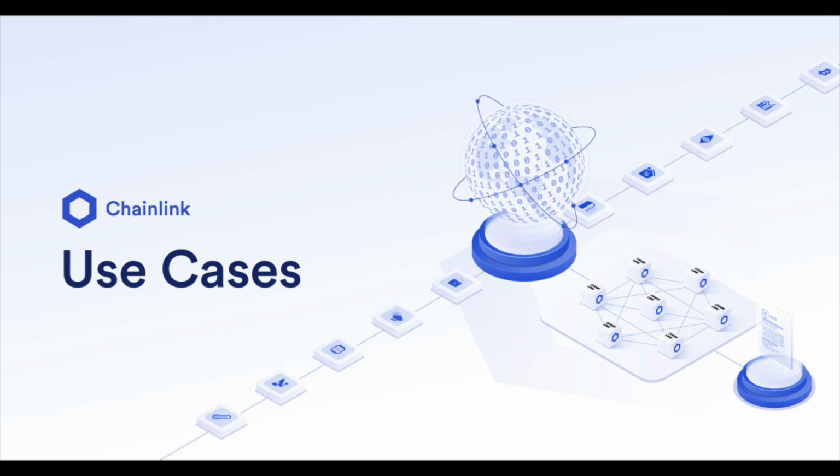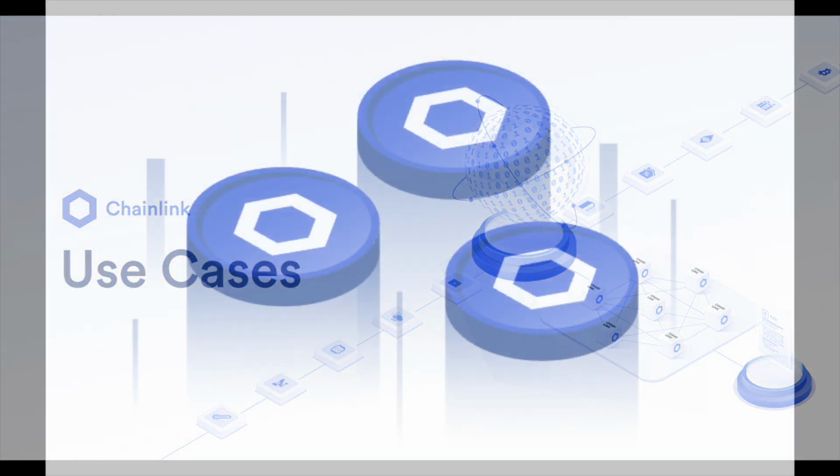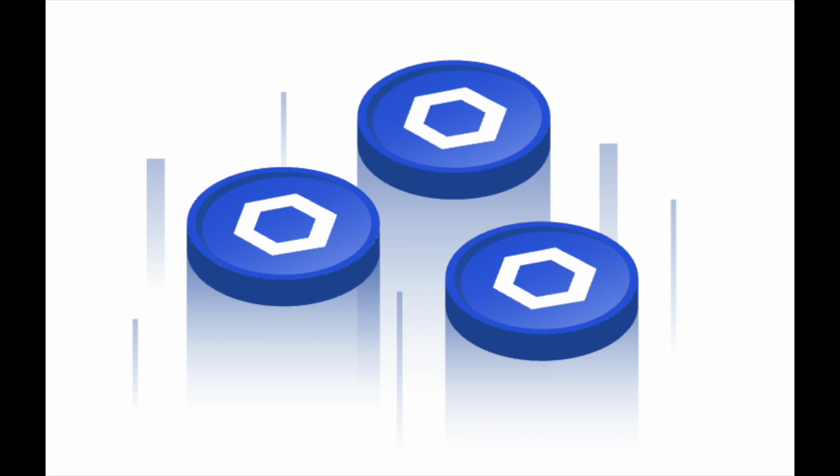Now let's talk more specifically about the Link token and what it can be used for. The Link token is used to facilitate transactions on the Chainlink network and to incentivize node operators to provide reliable and secure data to smart contracts. Node operators on the Chainlink network are required to stake a certain amount of Link tokens as a security deposit. When a smart contract selects a node to fulfill a data request, the node operator earns a fee in the form of Link tokens. This fee is paid by the smart contract as a way of thanking the node operator for providing reliable and secure data.